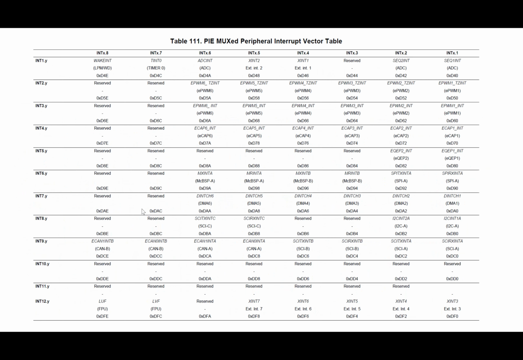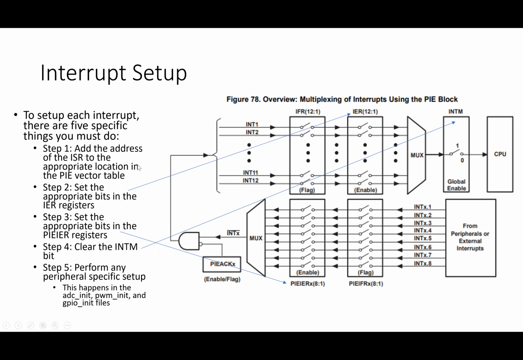All right, so if I'm using the interrupts here, I've defined the 5 steps that need to be included. Adding the address of the ISR to the appropriate location of the PIE vector table, setting the appropriate bits in the IER registers, setting the appropriate bits in the PIE IER registers, clearing the INTM bit, and performing any peripheral specific setup.